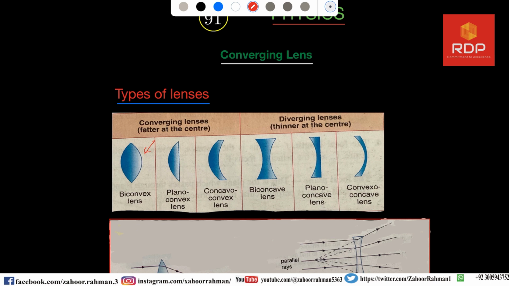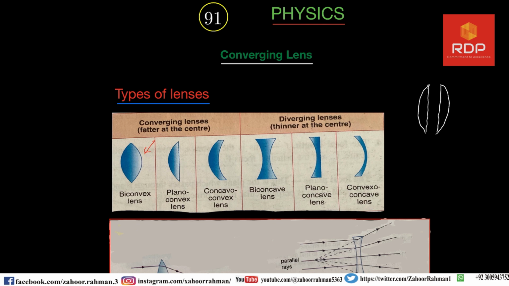The first one, you can see here, is the biconvex lens. It is also known as a double convex lens because two lenses are combined together. For example, this one, and another lens is combined with it, and they make a lens like this. So two plano-convex lenses are combined together, and we get a biconvex lens. You have to remember this.